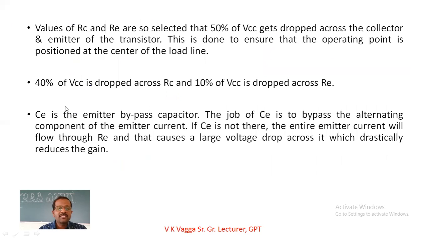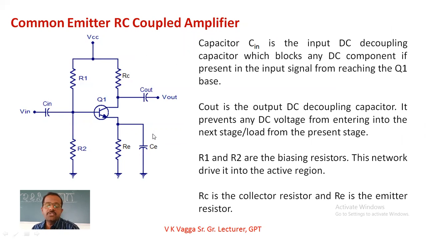CE is an emitter bypass capacitor. The job of CE is to bypass the alternating component of the emitter current. If CE is not present, the entire emitter current will flow through RE, and it is going to cause a large voltage drop, which drastically reduces the gain. So CE is used to bypass the AC component. If it is not available, the AC component is dropped across RE, and this reduces the gain. In order to maintain the gain high, the CE capacitor is used.